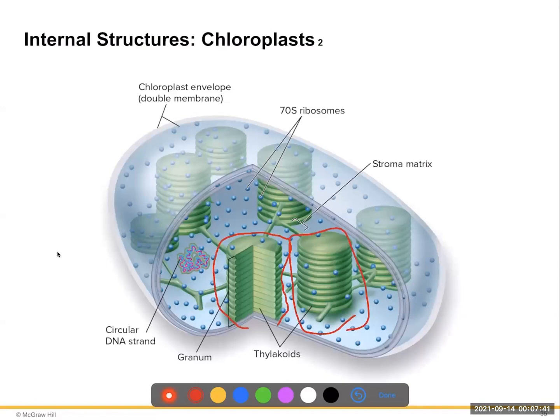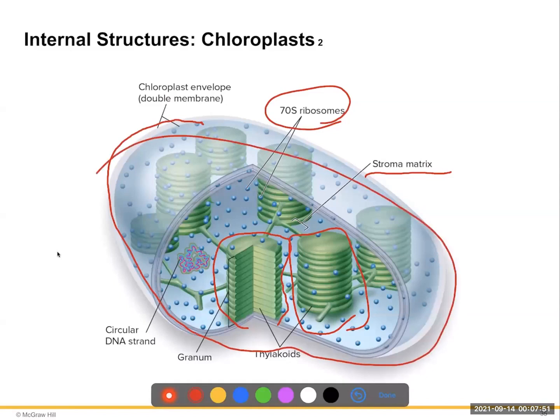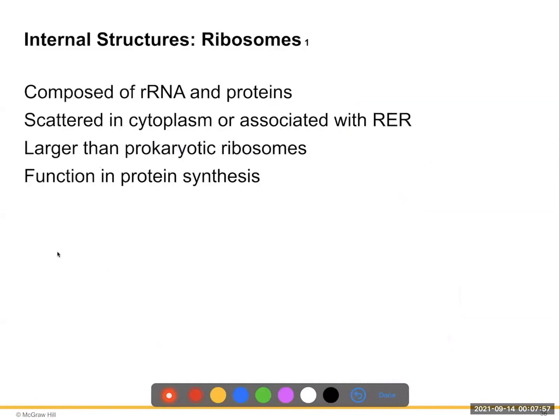Okay. The stroma is your matrix between each one. These are your ribosomes that are in there. And the chloroplast is this double membrane here. This is your chloroplast, which contains thylakoids and the grana. All right, now the ribosomes.